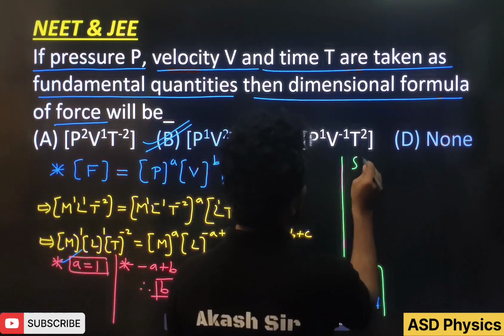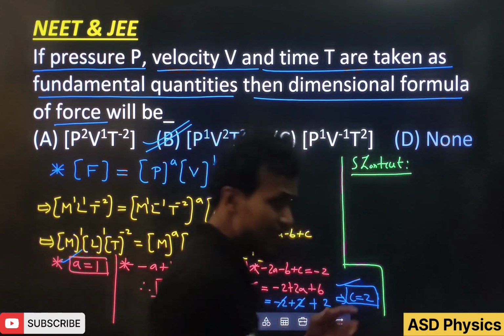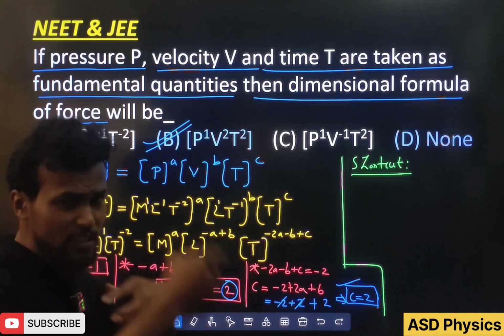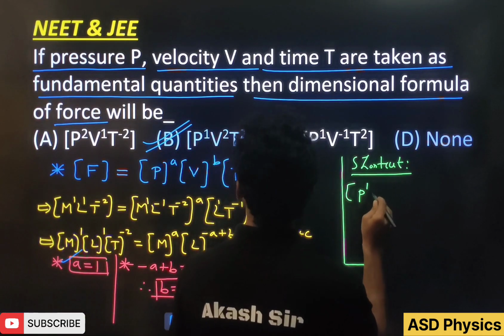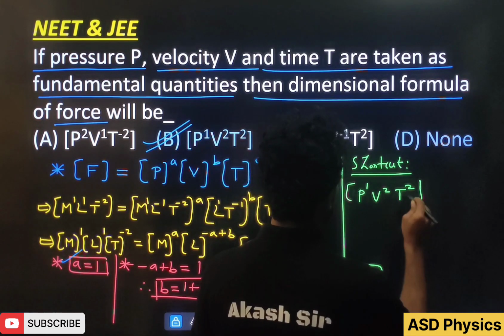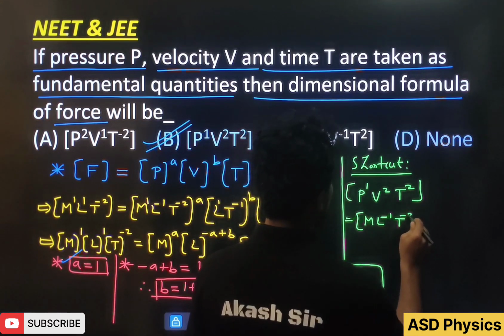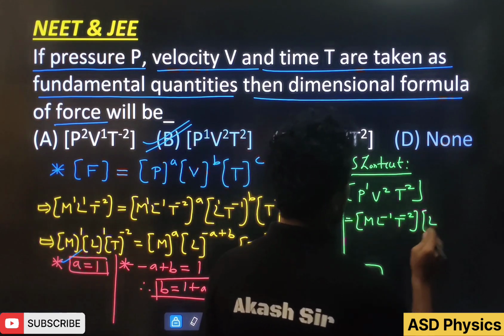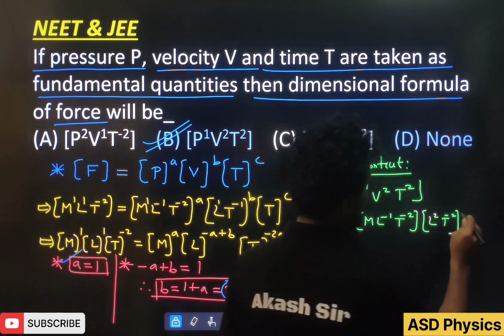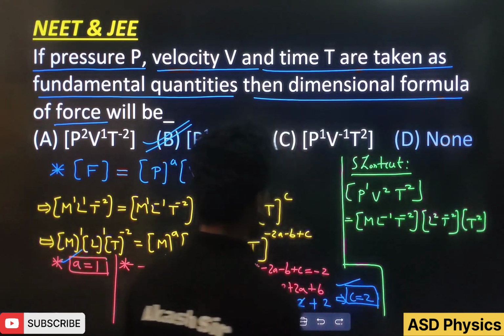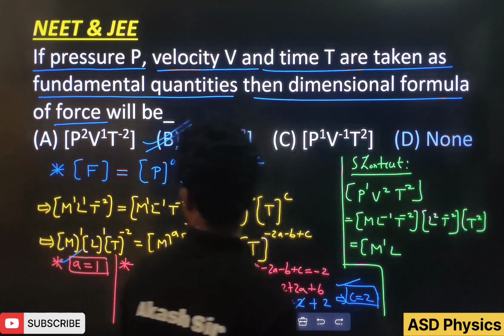So students, here I will talk about one shortcut. Here we have to do the trial and error method, checking the options one by one. Now I have got this option: P1, V square and T square. You know very well P means M L minus 1 T power minus 2. Velocity square is L T minus 1 whole square, so L square T power minus 2. Similarly time will become T square. So when you simplify this, M power 1, L power, what will come here?